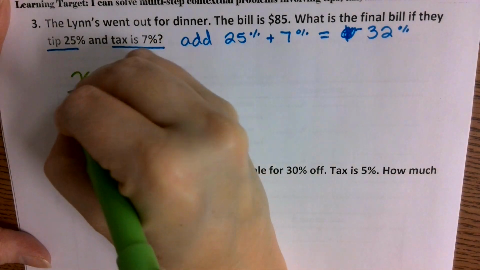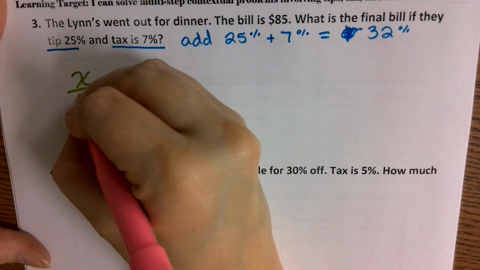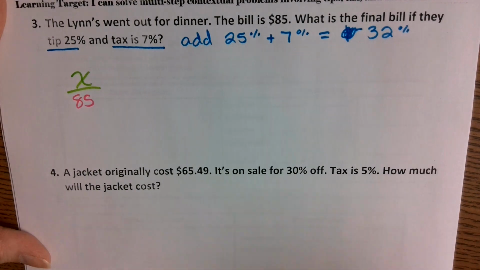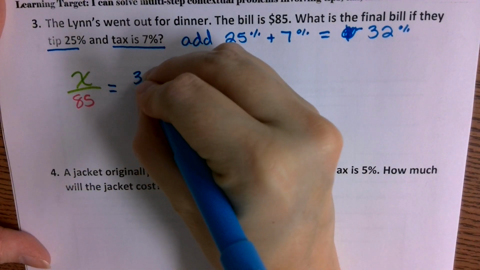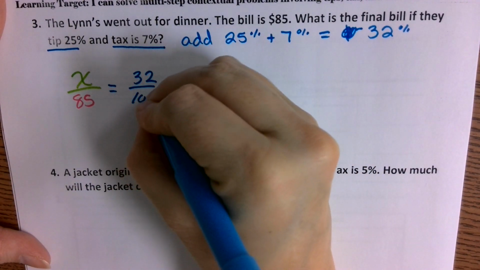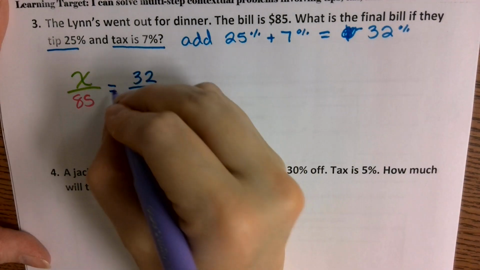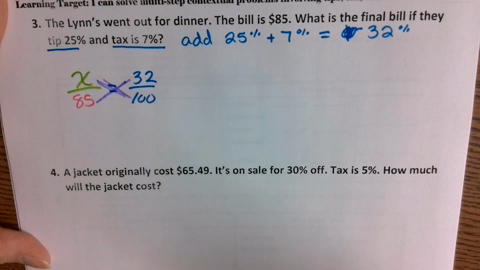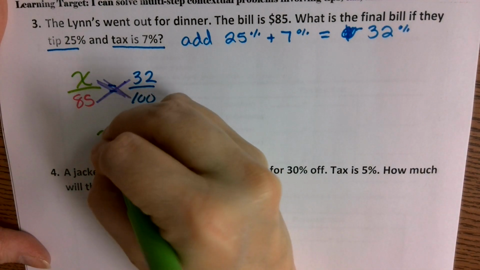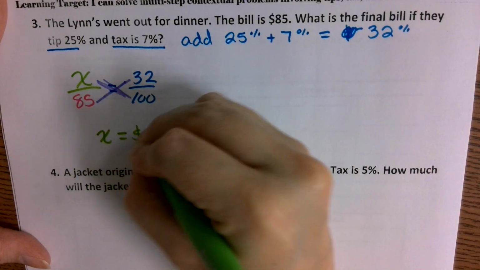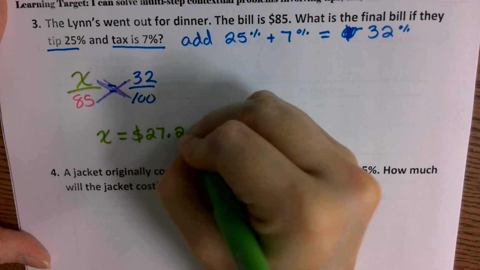And now I just set it up. X over 85 equals 32 over 100. You do your cross product, and when you're done, you're going to find out that X is going to be equal to $27.20.